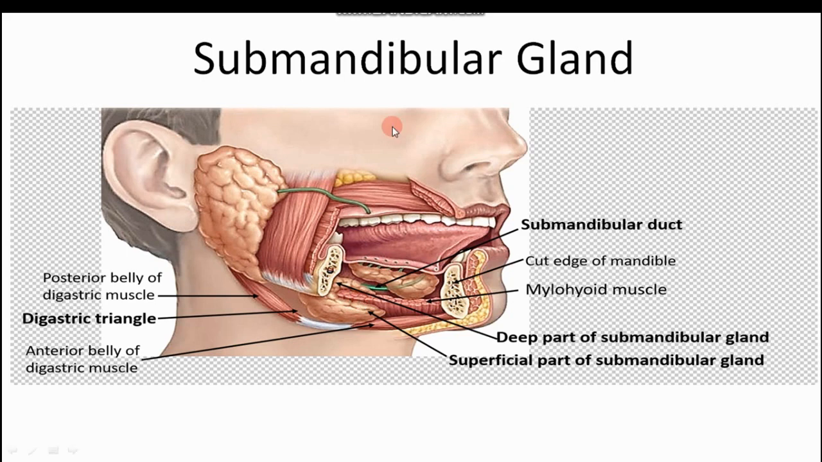The anterior end extends up to the anterior belly of the digastric, whereas the posterior end extends up to the stylomandibular ligament, which I will draw here. It separates the parotid gland from the submandibular gland. This stylomandibular ligament is formed by the deep cervical fascia, which covers this gland. I will show you.